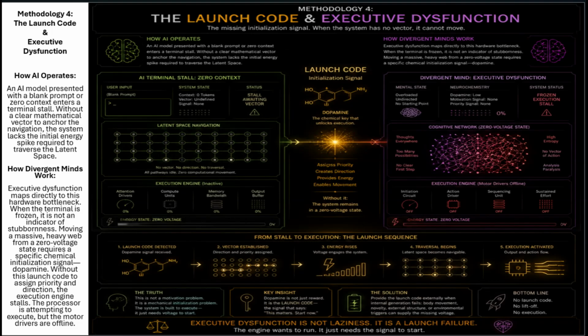Executive dysfunction maps directly to this hardware bottleneck. When the terminal is frozen, it is not an indicator of stubbornness. Moving a massive, heavy web from a zero-voltage state requires a specific chemical initialization signal: dopamine. Without this launch code to assign priority and direction, the execution engine stalls. The processor is attempting to execute, but the motor drivers are offline.